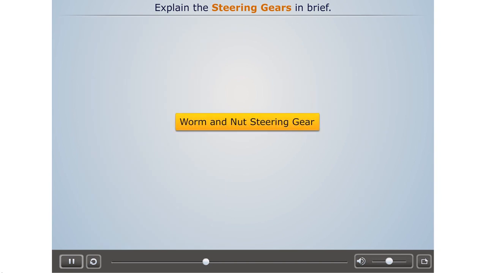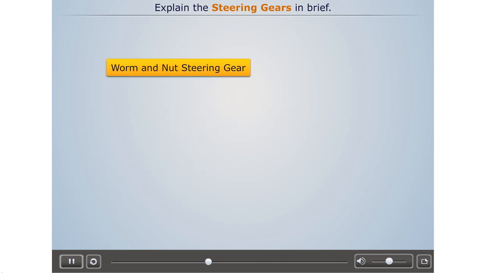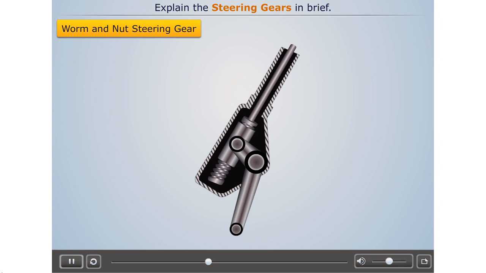Worm and nut steering gear. A typical worm and nut steering gear can be shown as: here steering column is provided with the worm at its end. This worm is in mesh with a nut arrangement. This nut is attached to the cross shaft, which also has the drop arm rigidly attached to it.